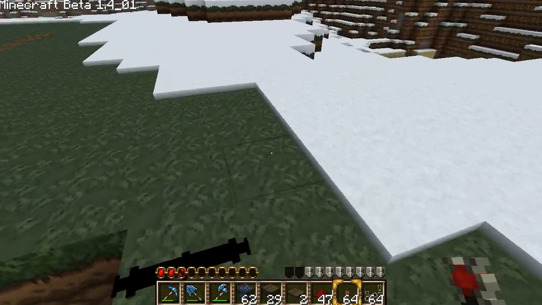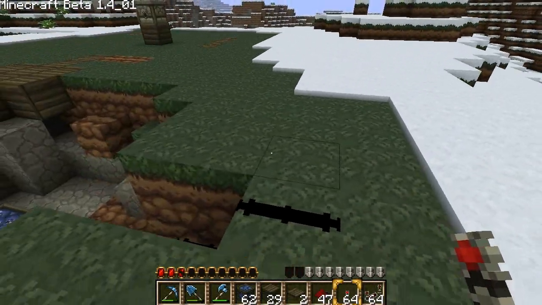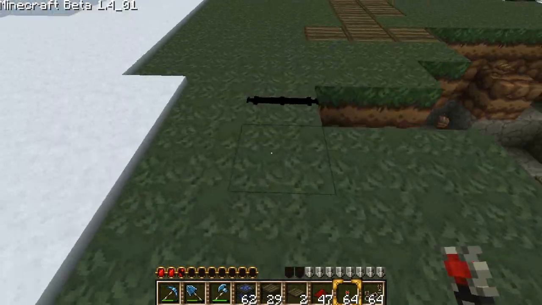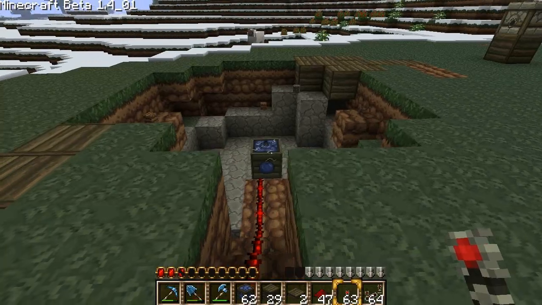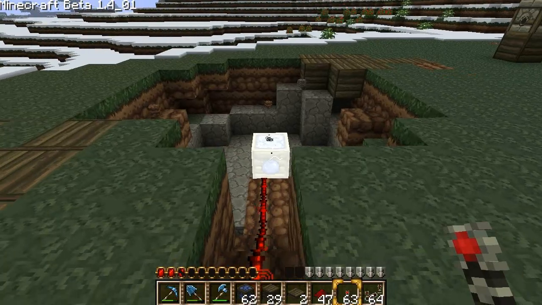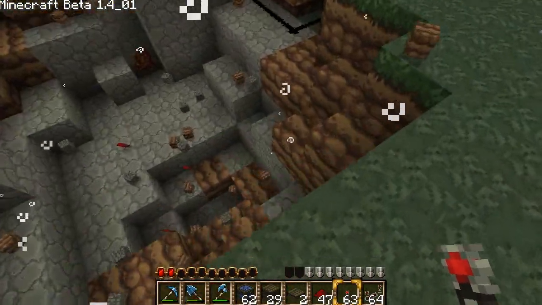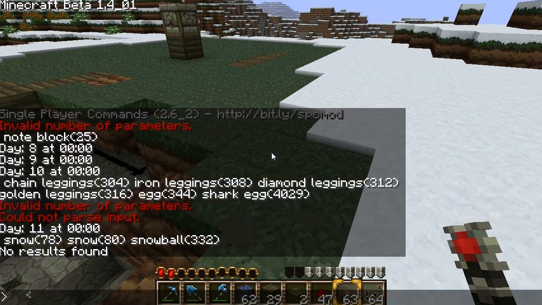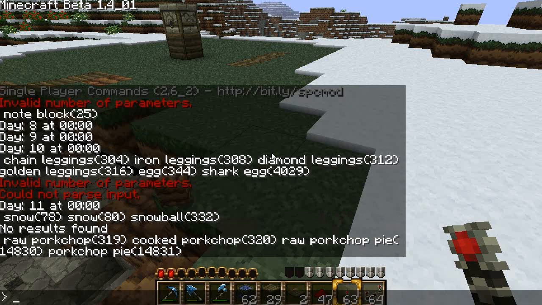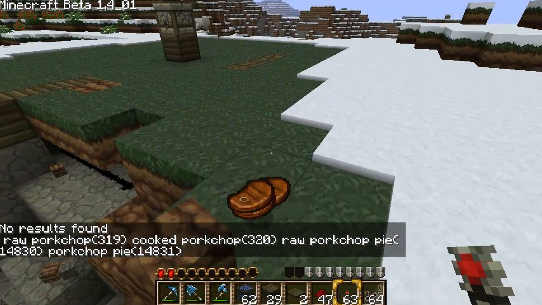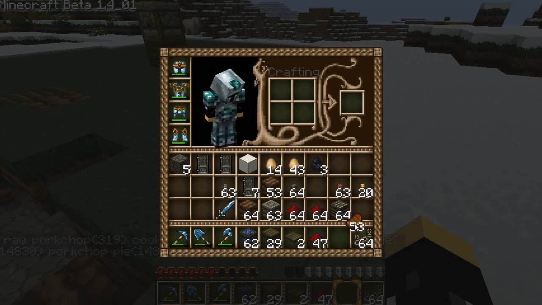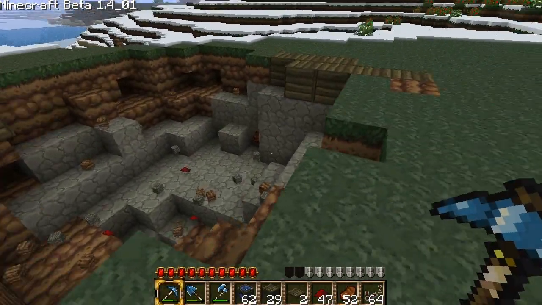Now, depending on how you want to do this, well, as I said, your imagination is key to this. But essentially that's what happens. I'm nearly dead now. Okay. No. Pork chop. There we go, pork chops. Okay, I'm back to full health.